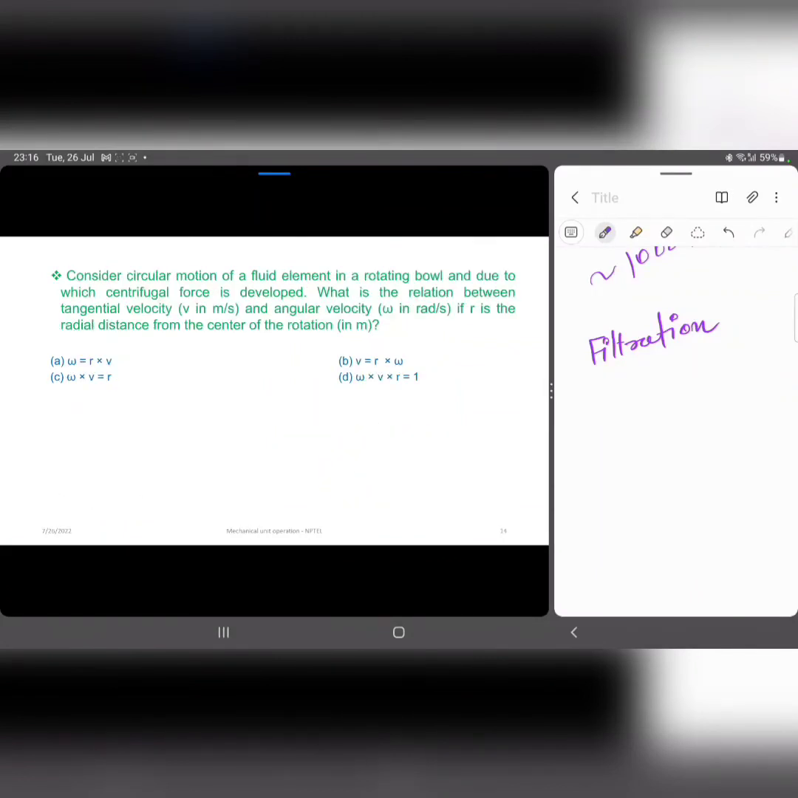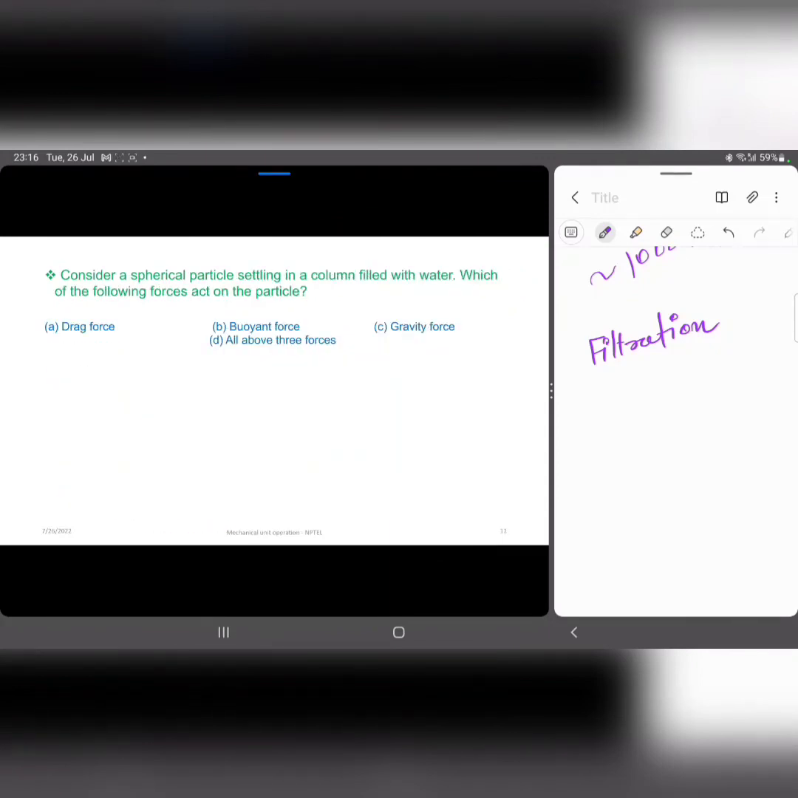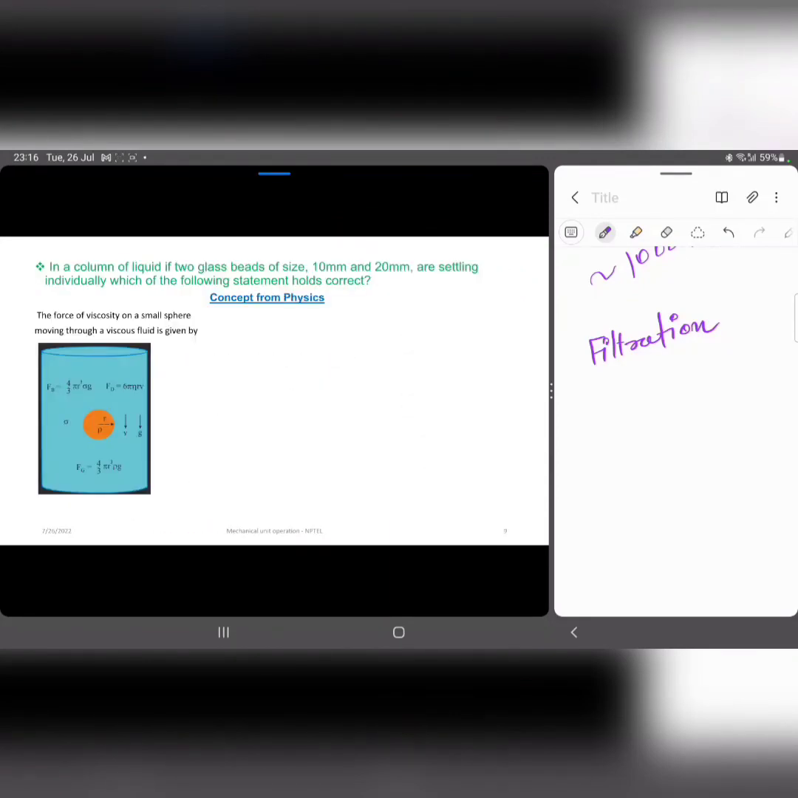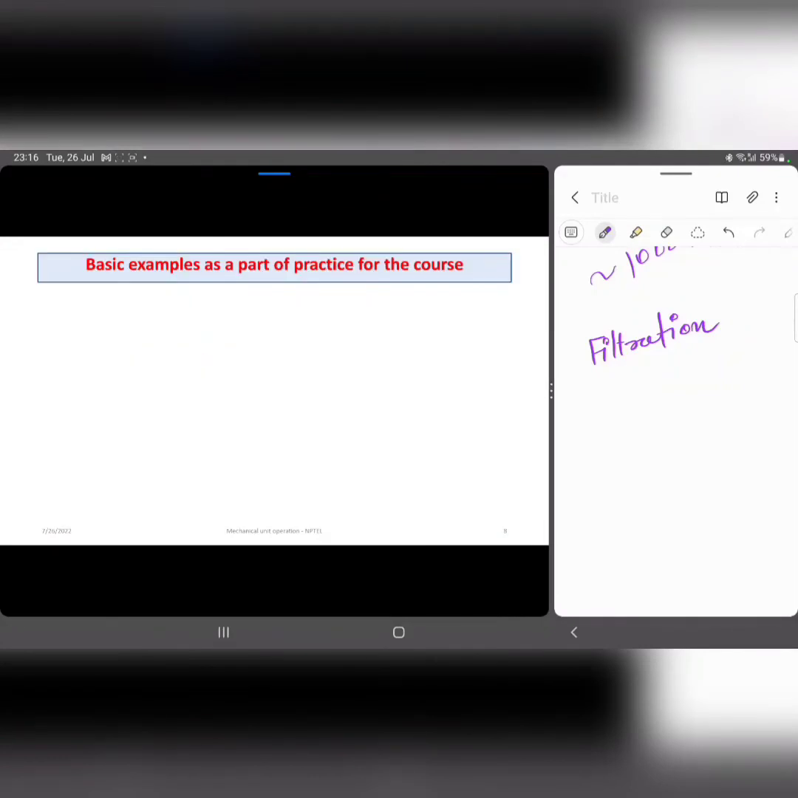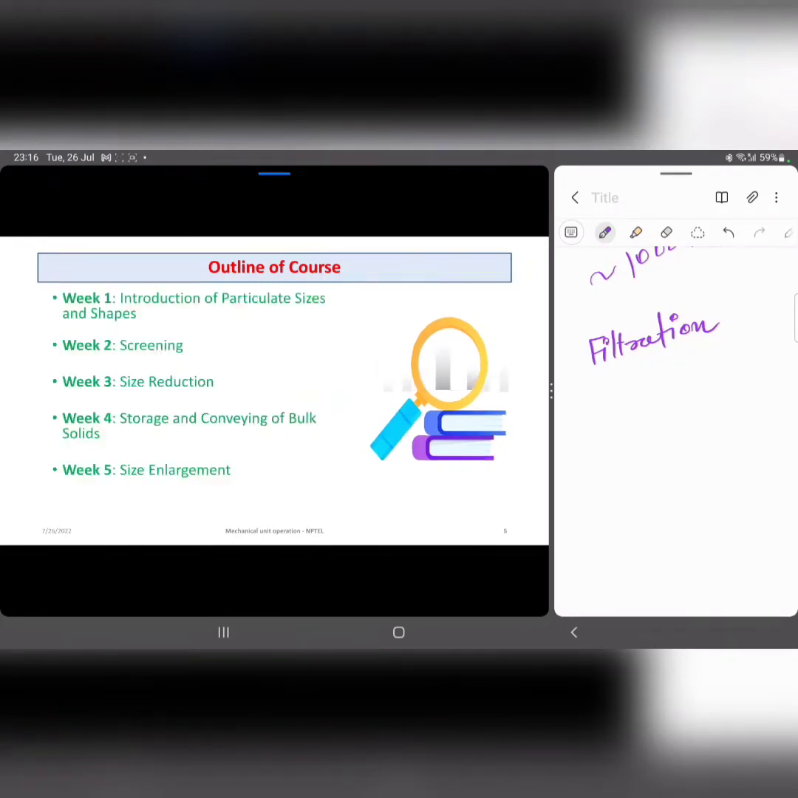just look at the syllabus of this course, which is important to understand why all these courses are covered and why a basic introduction is required. So as you can understand, sorry, I don't want to go like this, but in a hurry. So the introduction of particle size and shapes, screening, and size reduction is the basics of mechanical unit operation.